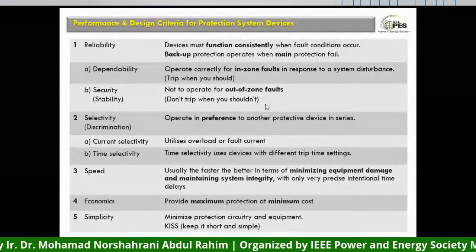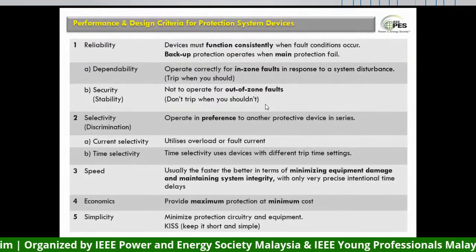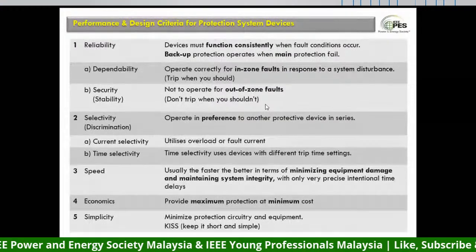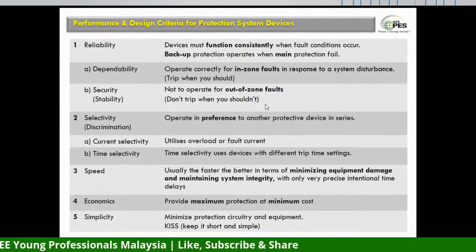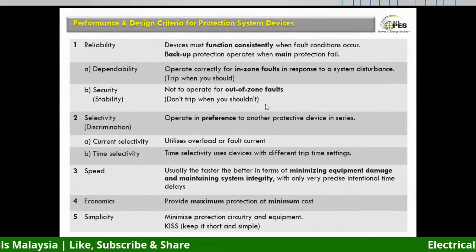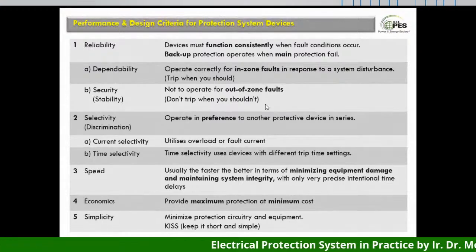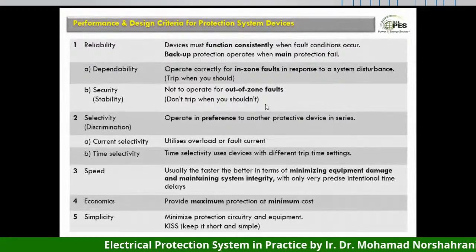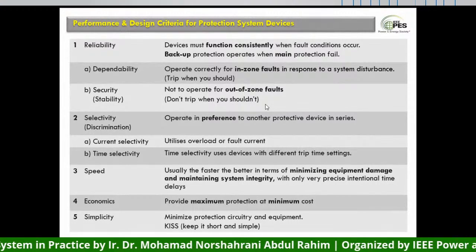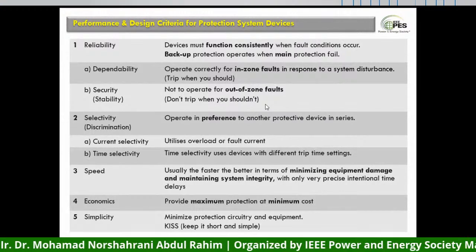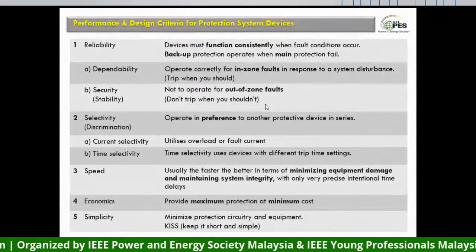Sometimes people call it sympathetic tripping, because in terms of protection, the concept is to minimize the time and also to just isolate the area being affected. Let's say the fault happened due to a fault on the first floor. So it should trip only the first floor power supply. It shouldn't trip the whole block's power supply. If that happens, we call it the system is not stable.